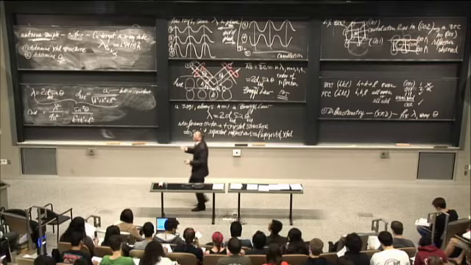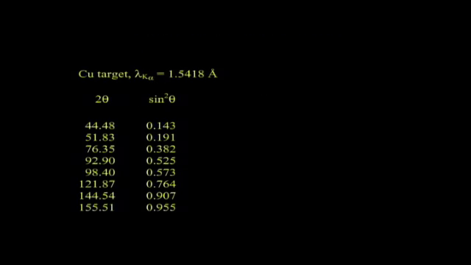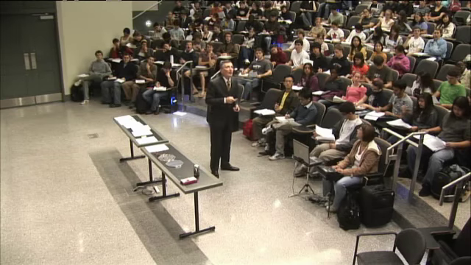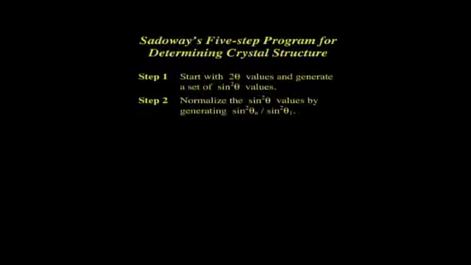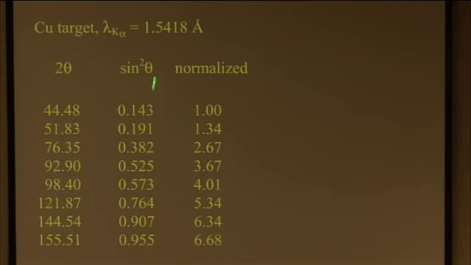So let's see. Start with 2 theta values and generate a set of sine squared theta values. That's what Sadoway says first. So I took 2 theta, made it 1 theta, took the sine of it, and then squared the sine. So this is the data set transmogrified into sine squared theta. What's the next thing he says? Normalize by dividing through with the first value. So I'm going to take this whole series and divide it by 0.143. Now, instead of 0.143, 0.191, I got 1, 1.34, and so on. That's what I mean by normalize to the first entry.